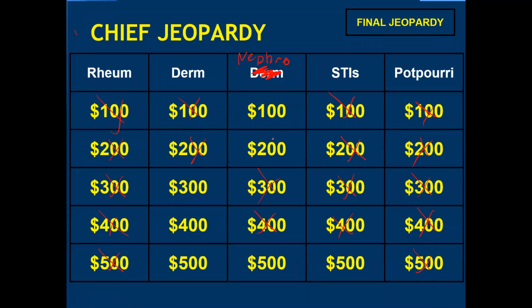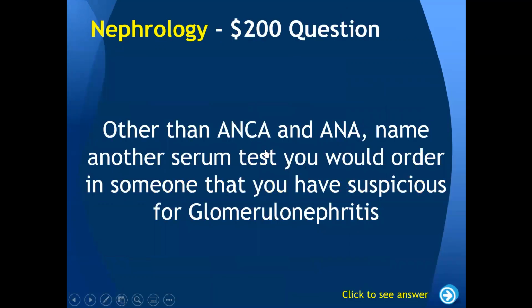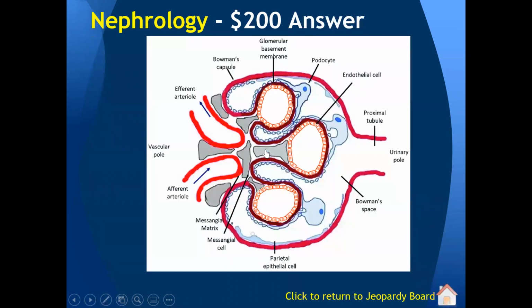I already did it. So what do we want next? Who's up? Yeah. All right, nephro for the 2. Other than an ANCA and an ANA, name another serum test you would order in someone you're suspicious for glomerulonephritis. Yeah, serum test. I won't take points off of that. But we can go to someone else. Yeah, I think that's. I'll go with that. Yeah. Yeah. All right. So.